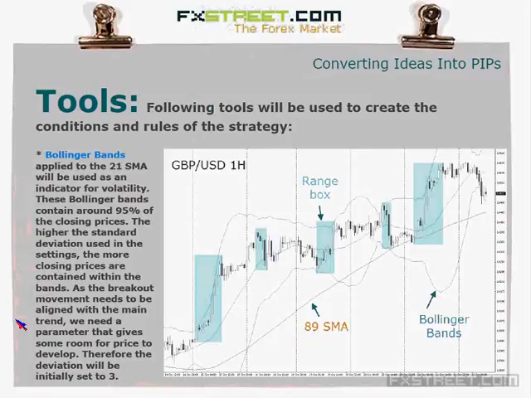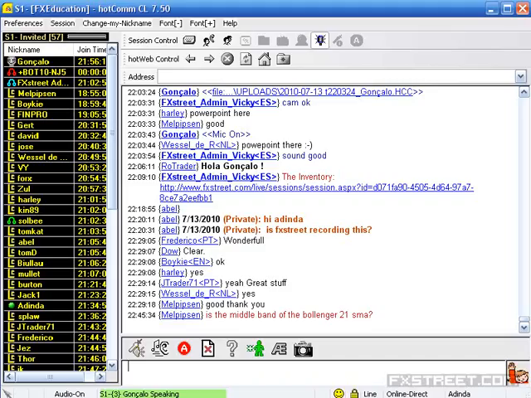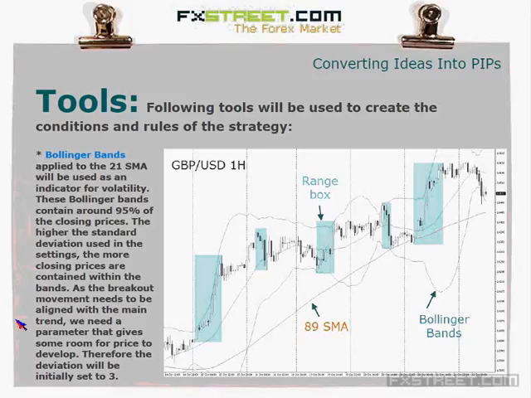Correct. The middle band of the Bollinger Band is a 21 moving average. It's set to 21 period and 3 standard deviation, in order to encompass more of the price action, I think it's around 27%. Okay.